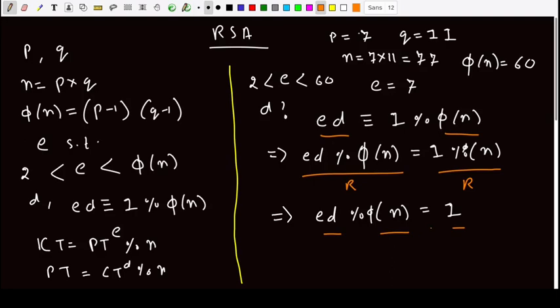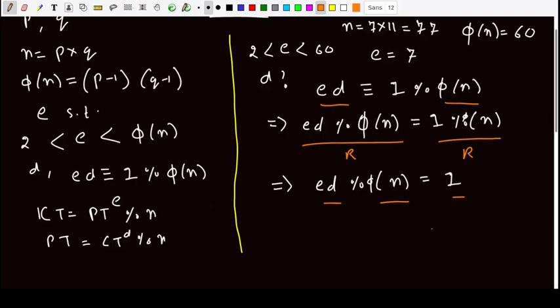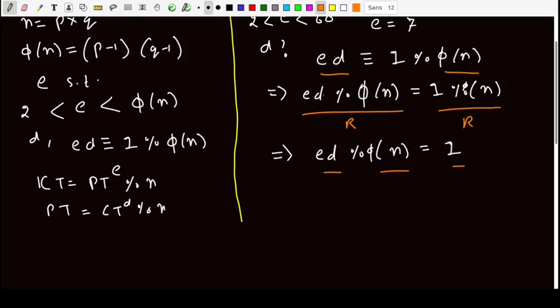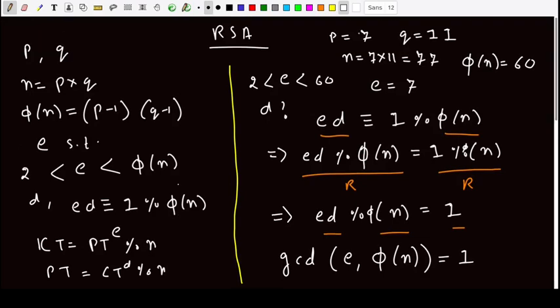Now, how do I find the value of d? In order to find the value of d, let us look at the GCD equation. Let us say we want to find the GCD of e and phi n. By the way, the GCD of e and phi n should be 1. I forgot to mention this condition earlier.